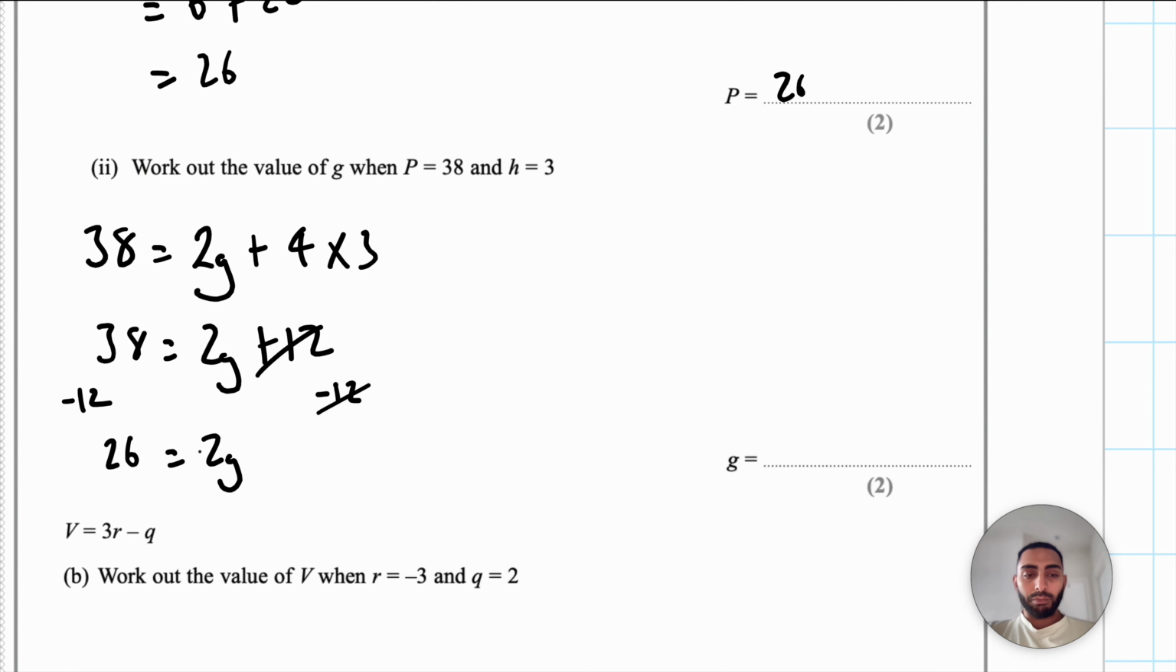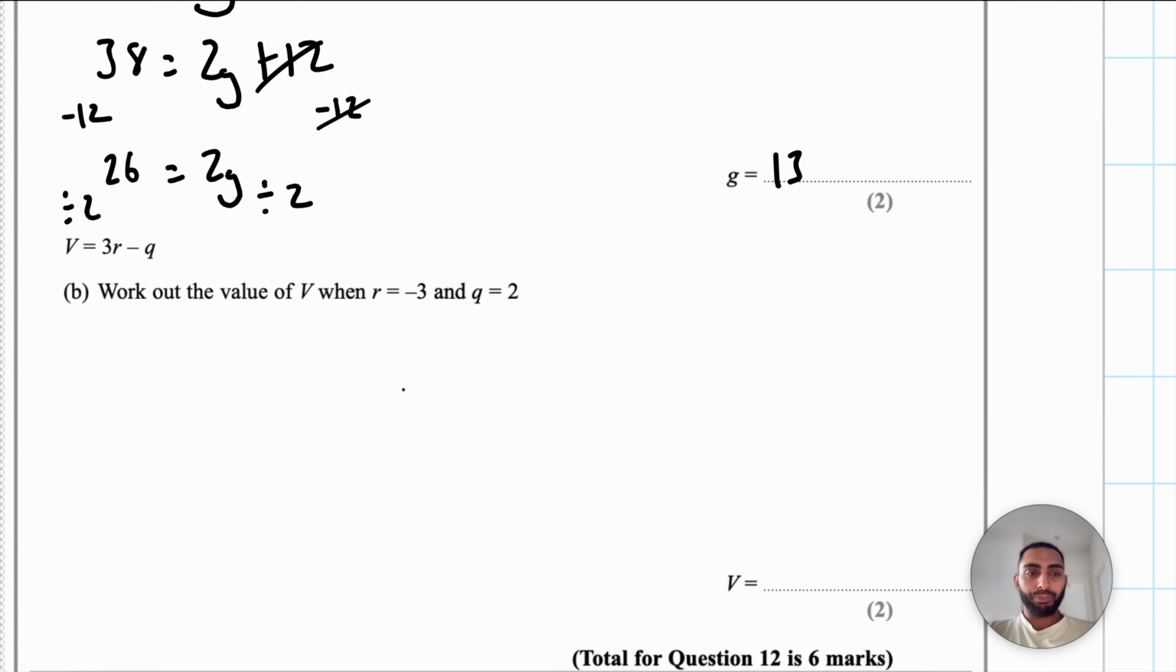So G is just being multiplied by 2. So to get rid of that 2 here, I need to do the opposite of that, which is dividing by 2. 26 divided by 2 is 13. So 13 is equal to G. You can just write 13 there.